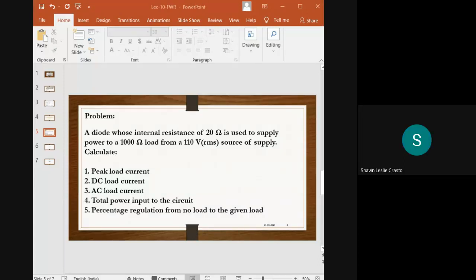Ma'am, is the peak voltage 155 volts? If the peak voltage is 155 volts, correct. 155.56 volts, I was confused. Yeah, yeah.